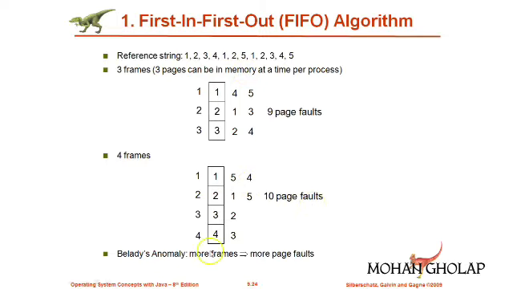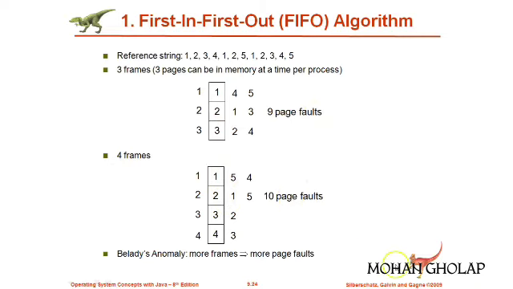Here we have a particular anomaly given by a scientist, Belady. It is called Belady's anomaly, and as per his observation, he gives one relation between the number of frames and the number of page faults: the more number of frames, the more page faults. Here you can see we have 3 frames, so the number of page faults is 9. But when we increase the number of frames to 4, the page faults become 10.